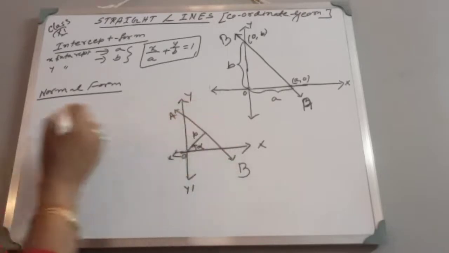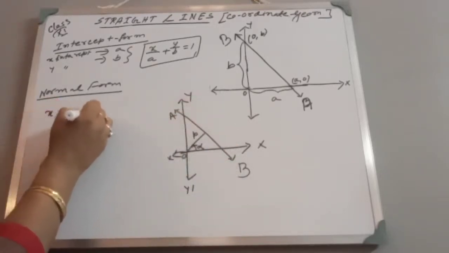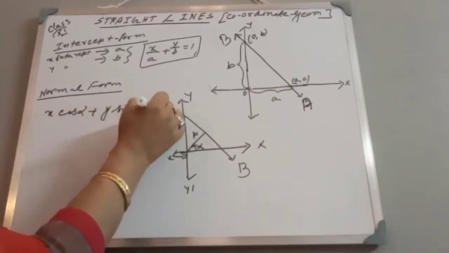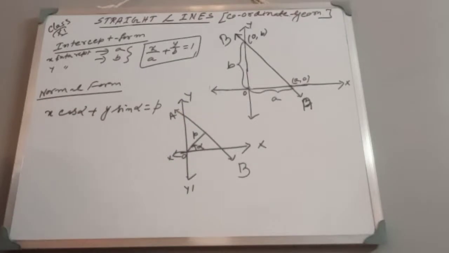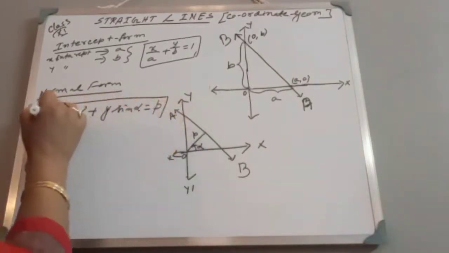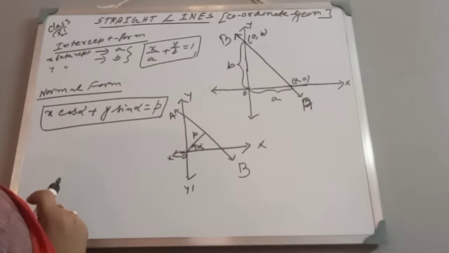Then what is the equation of the straight line? The equation will be x cos alpha plus y sin alpha is equal to P. Now this is very, very important, how it comes: x cos alpha plus y sin alpha is equal to P.